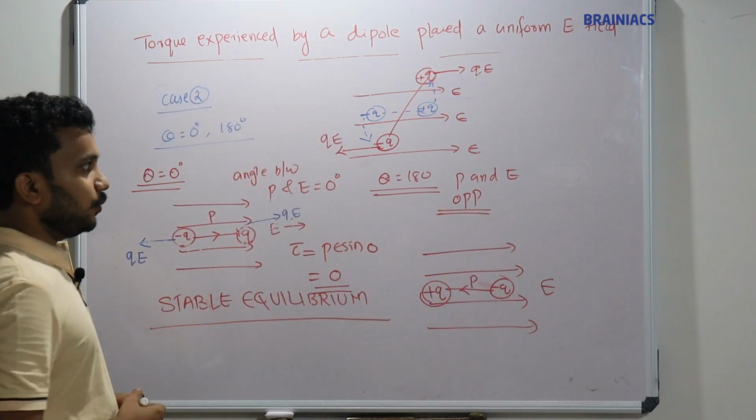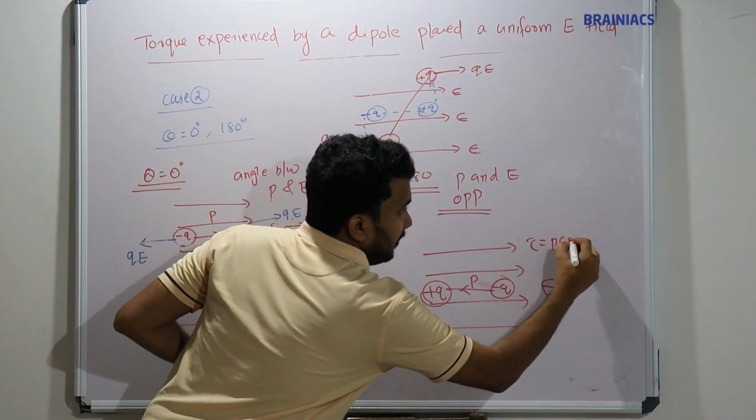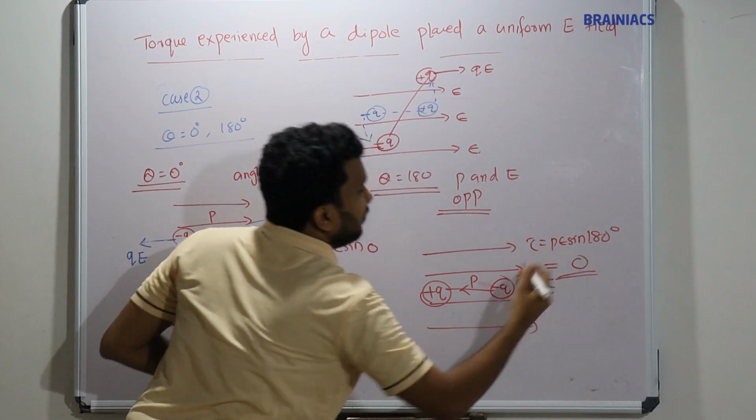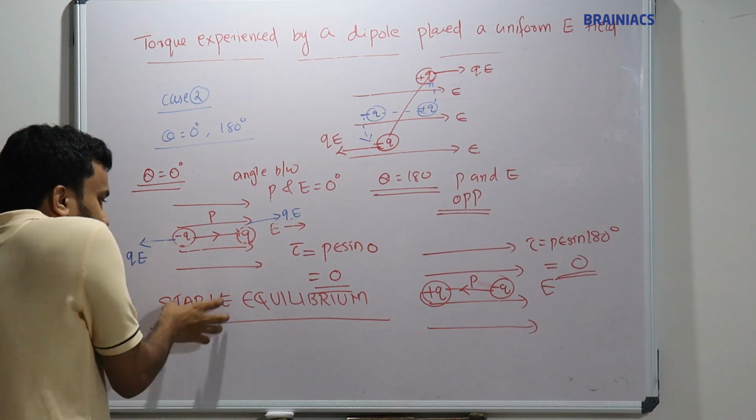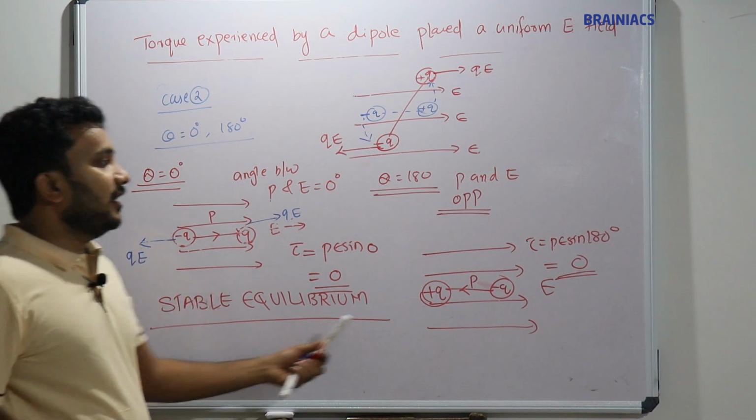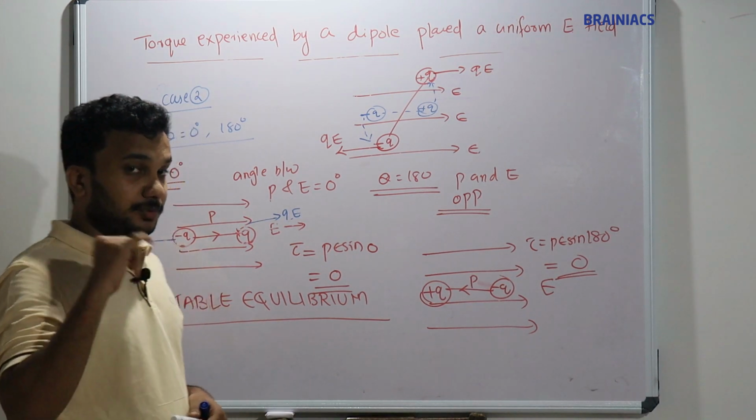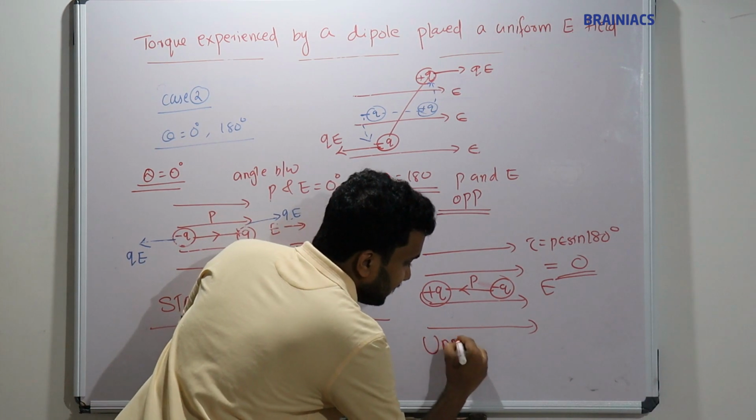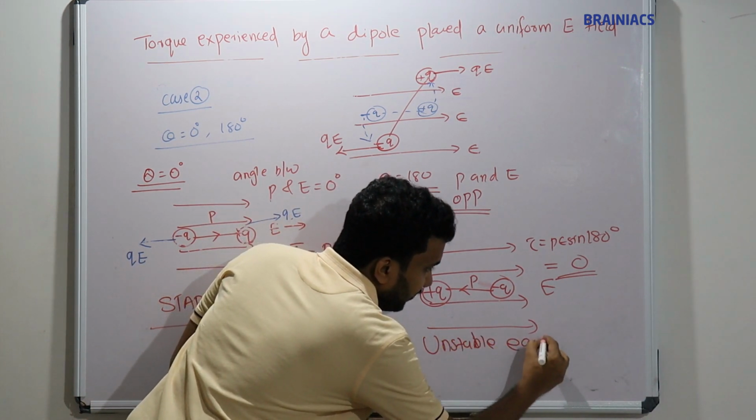In this case, what will happen to the value of torque? Torque will be equal to PE into sine of 180 degree, so torque will be equal to 0. No torque will happen. But similar to this one, what kind of equilibrium is this, stable or unstable? Two types of equilibriums are there, stable and unstable. This is called unstable equilibrium.